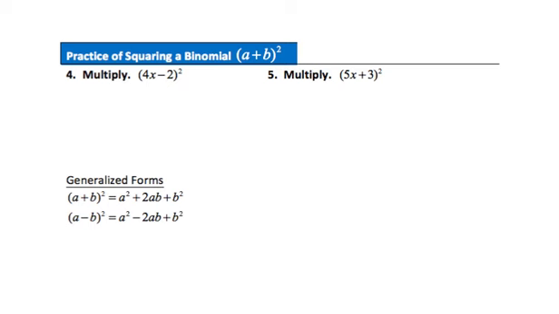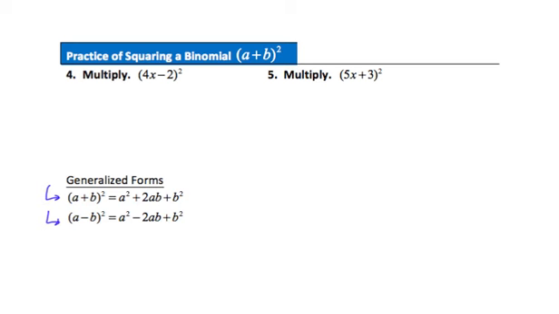Now it's time to practice using these generalized forms to quickly multiply a squared binomial. Even if you had trouble following or recognizing the pattern as I talked through it in that last clip, go ahead and use the form. It's a lot easier to use than it is to identify the pattern. So notice I've given both of the forms down here, one when we're adding in our squared binomial, and then one where we're subtracting. Go ahead and pause your video player now and use these generalized forms to multiply these two binomials. When you're done, hit play to see how you did.